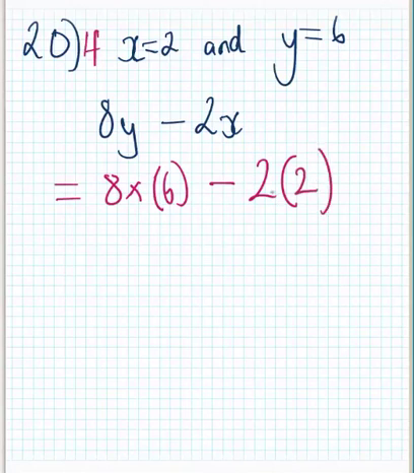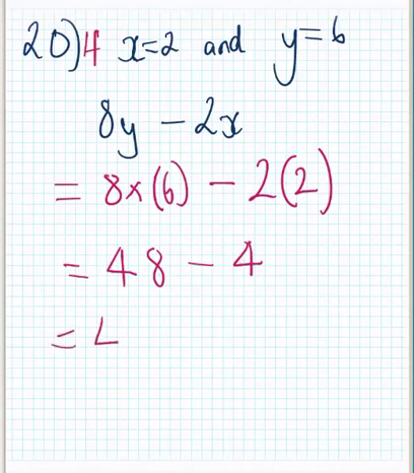Okay, so there's an invisible times here. And then multiplication first. 8 times 6 is 48. Minus 2 times 2 is 4. 48 minus 4 is simply 44. And we're done. So that answer was B.